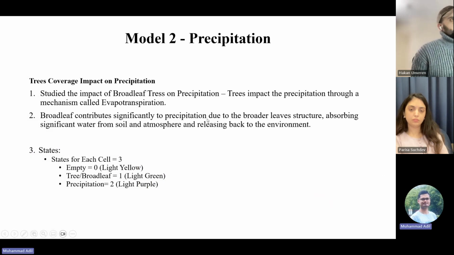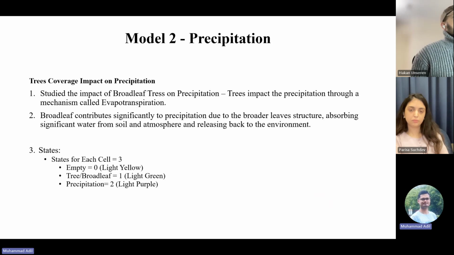As for the precipitation, we studied the impact of the broadleaf trees in the first experiment. We did not add the conifer trees. So here we only follow one rule: a single tree cannot impact the precipitation. Only a substantial number of trees in a group can impact the precipitation.